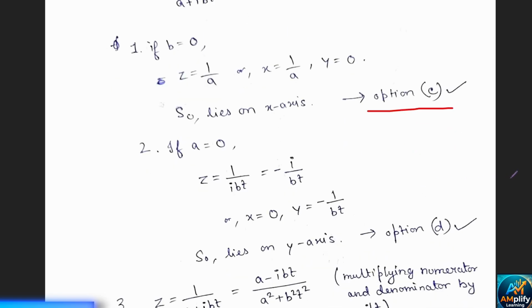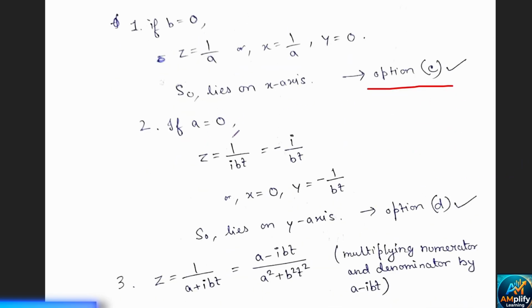Okay, and now if a is equal to 0, then z becomes z is equal to 1 by ibt, which, multiplying by i in the numerator and denominator, we get minus i by bt. So this is completely imaginary and the real part is 0. So x becomes 0 and y becomes minus 1 by bt, and thus this clearly lies on the y-axis. So option D is correct.